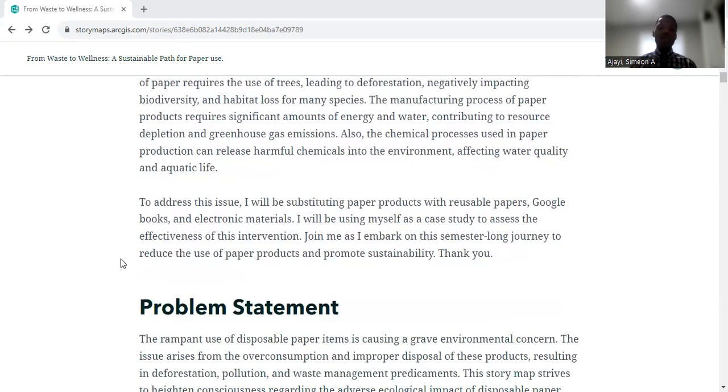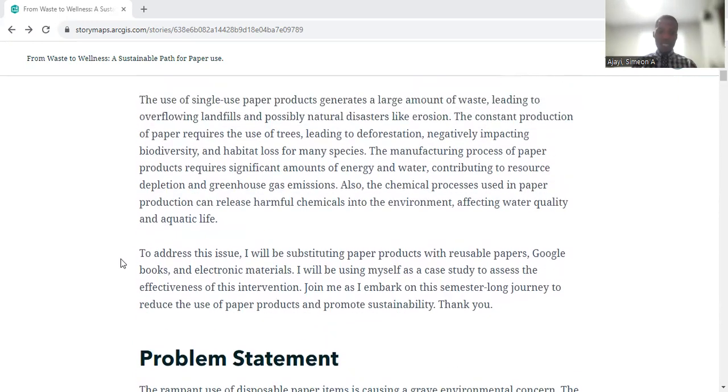So these are the mechanisms through which the production and disposal of paper products, or the use of paper products, can contribute significantly to the pollution of our environment. It can lead to deforestation, it can lead to depletion of energy and water, which are significant resources, and then it can lead to chemical processes which can serve as a form of pollutant to water quality and aquatic life.